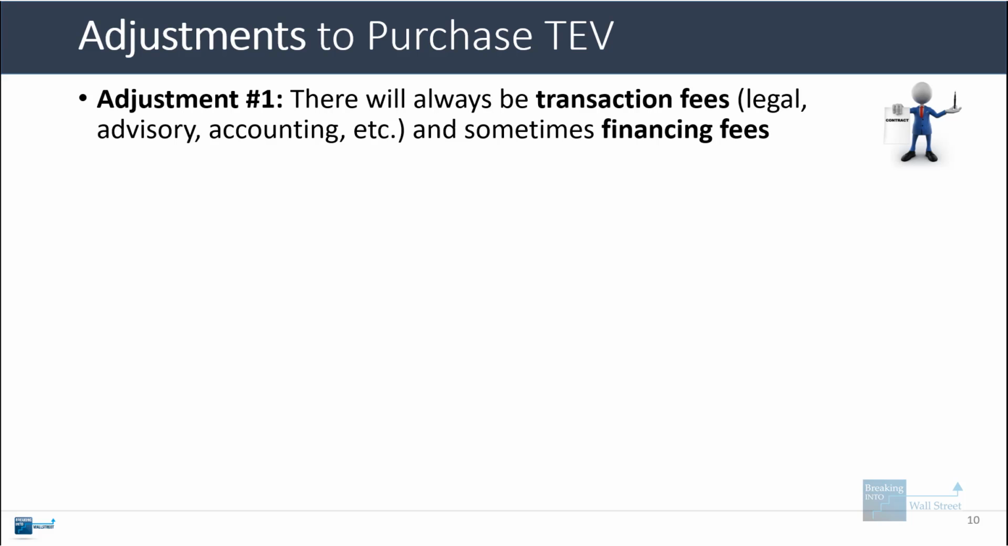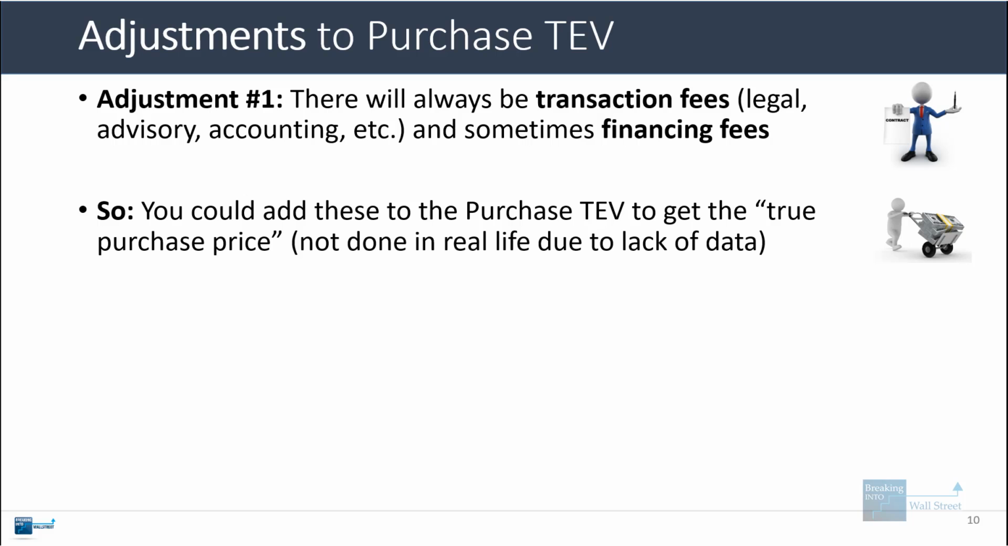For one thing, there are always fees associated with the deal, such as for legal, advisory, and accounting services. If there's debt involved, there will also be financing fees. And so you could arguably add these to the purchase enterprise value to get the true purchase price. No one really does this in real life because the data is not disclosed and these fees tend to be very small, but you will sometimes see this.